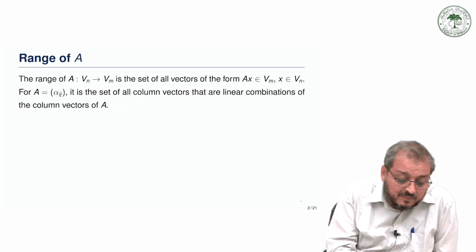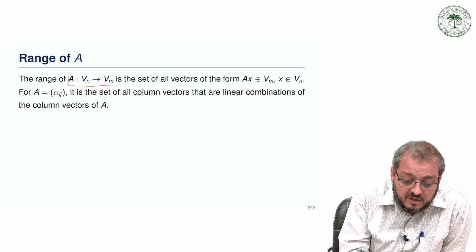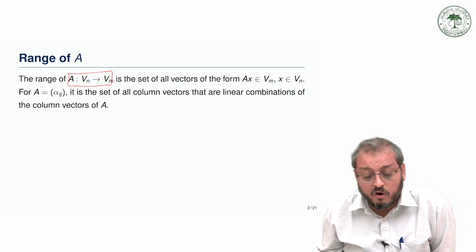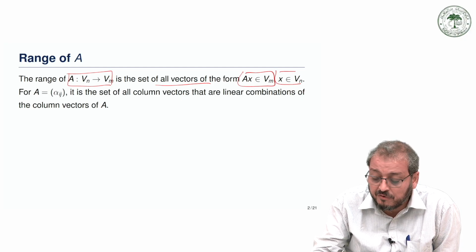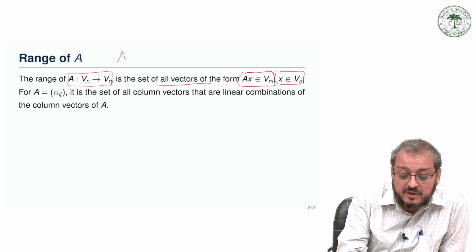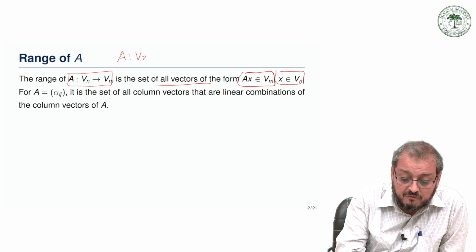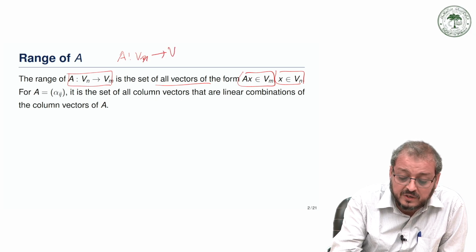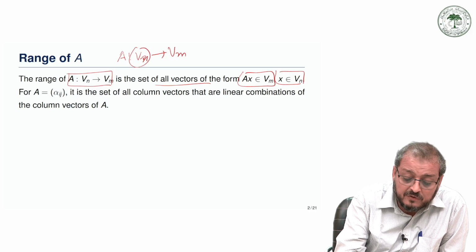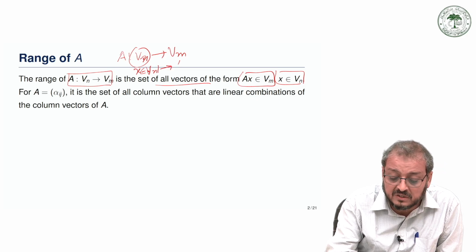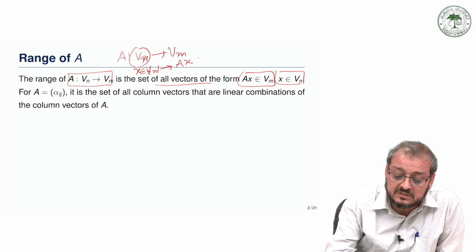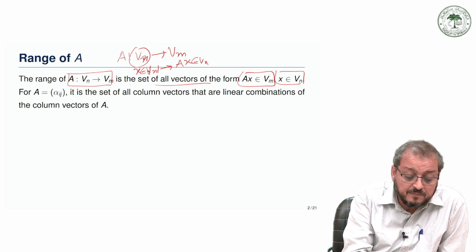If A is a map from Vn to Vm, the range of A is the set of all vectors of the form Ax in Vm, where x is an element of Vn. This means we have a map from the vector space of dimension n to the vector space of dimension m, and x is an element of Vn, which maps to Ax, an element of Vm. So where A is what?